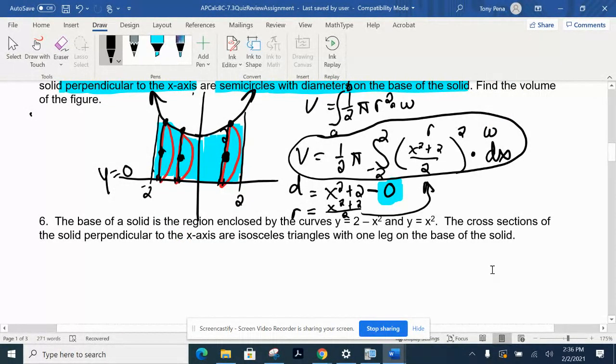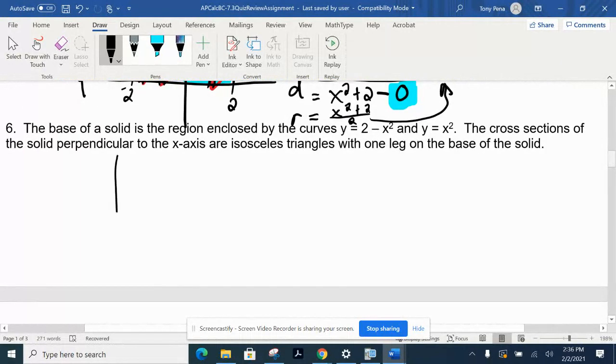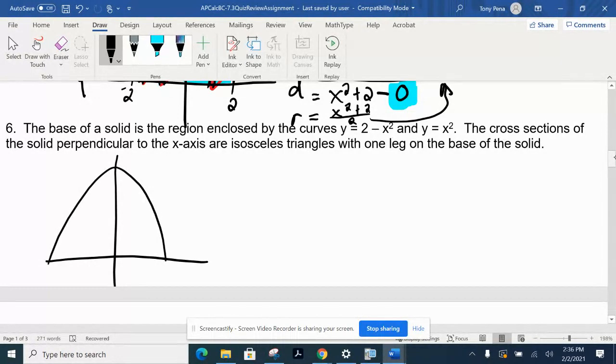That last cross section here says the base of a solid is a region enclosed by 2 minus x squared and x squared. So 2 minus x squared and then x squared. So the region enclosed is this space. I don't think I gave you first quadrant. Nope. So we want all of it.